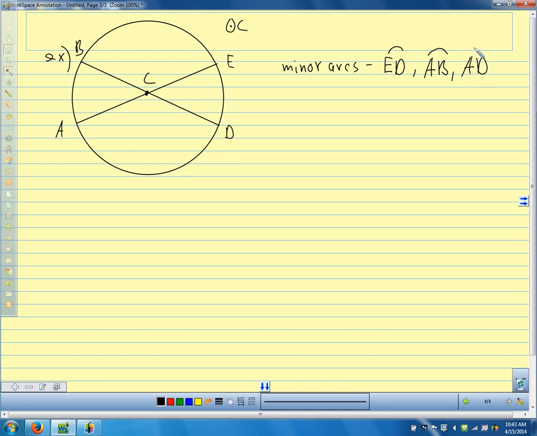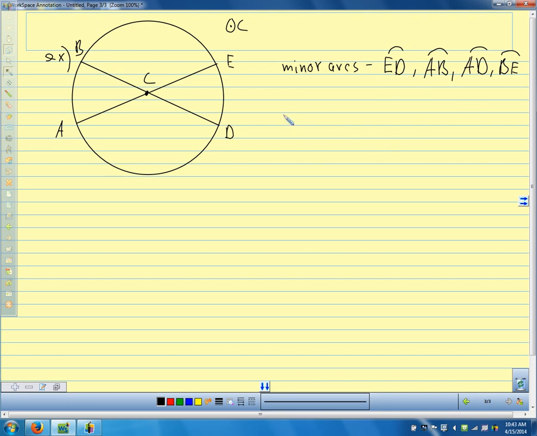AD. Another one? BE. BE would be a minor arc. So we're going here to here. So those would all be examples of minor arcs. And we could also go the other direction. We could say DE, we could say BA. So we can go either direction for the minor arcs. Doesn't matter which order we put our letters in.